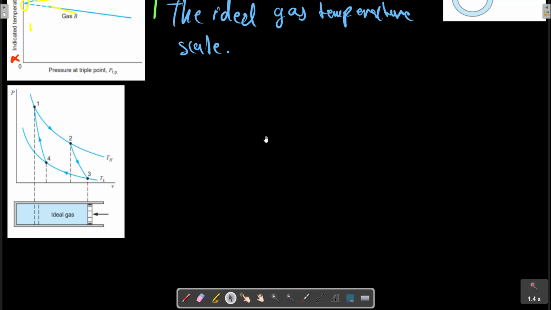Our objective can be achieved by using an ideal gas as the working fluid for a Carnot cycle heat engine, and analyzing the four processes that make up the cycle. The four state points 1, 2, 3, and 4 are shown in this picture, and the four processes are shown.